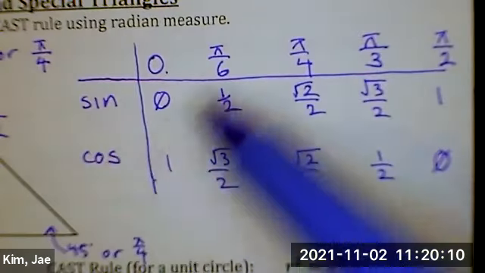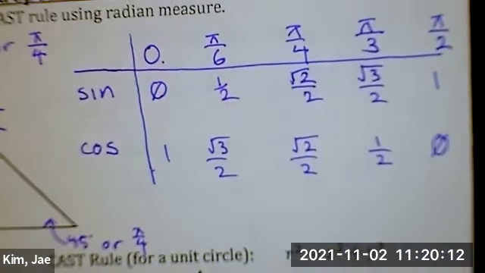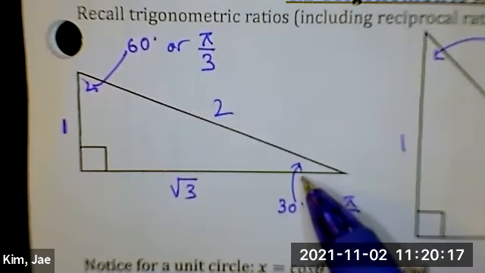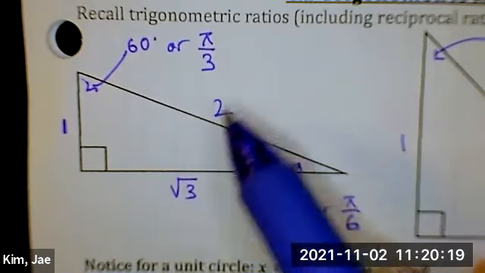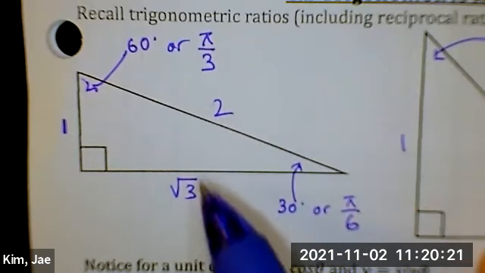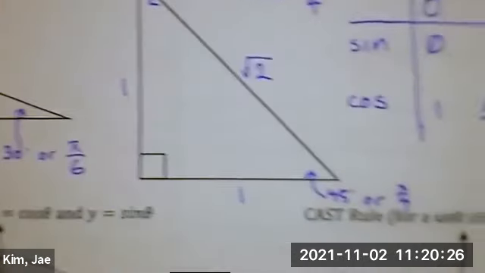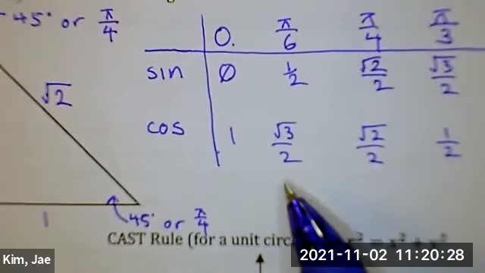Let's take a look at cosine of 30 degrees. If you look at your triangle, cosine of 30 degrees is adjacent over hypotenuse. Cosine of 30 degrees is root 3 over 2.